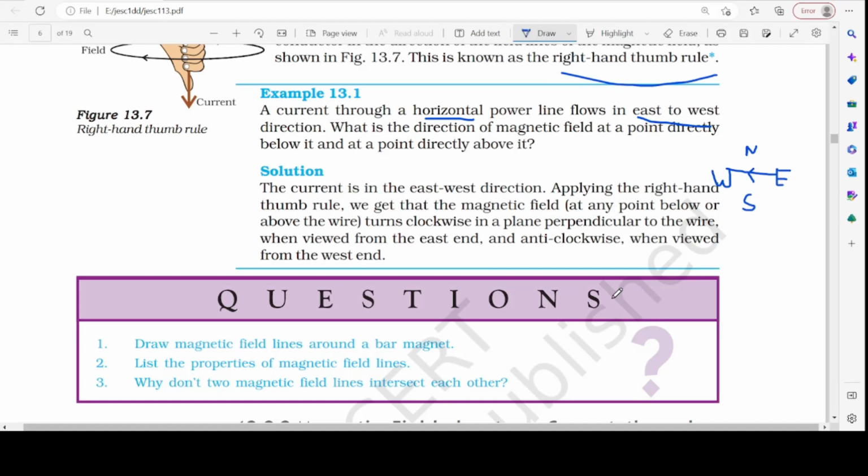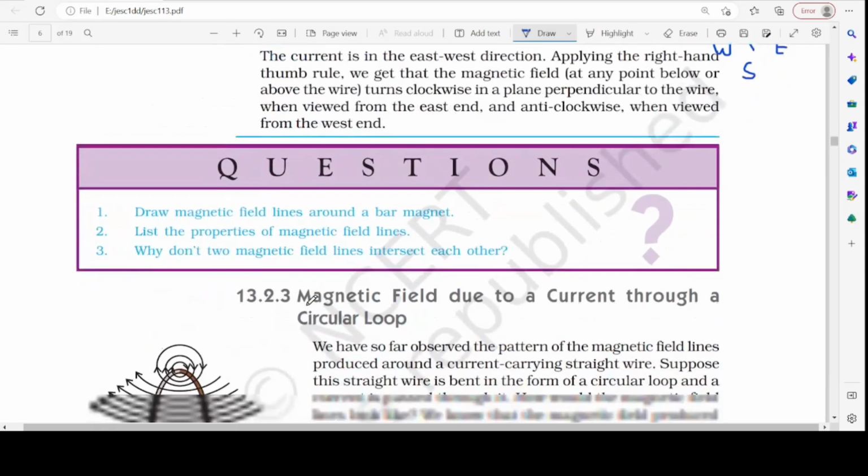Applying the right hand thumb rule, just keep your thumb from east to west. Now you will see that your fingers can be curled in a certain manner. If we see our fingers from the left hand side, means from the west end, we will see they are curling in anti-clockwise direction. But when we see our fingers curling from the east end, we will see they are curling in clockwise direction. So this is the answer that you need to write.